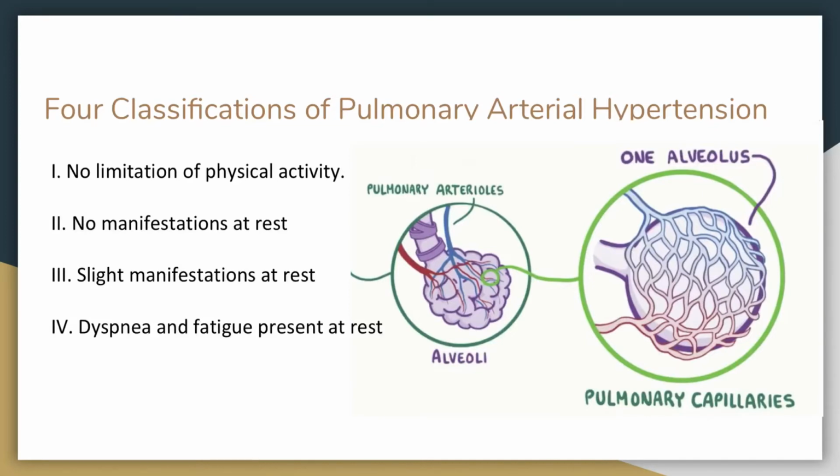Dyspnea and fatigue present at rest in the fourth class. Dyspnea and fatigue are present and the patient is unable to carry out any level of physical activity without inducing dyspnea, fatigue, chest pain, or lightheadedness. Manifestations of right-sided heart failure are apparent, such as edema, engorged neck veins, and enlarged liver.